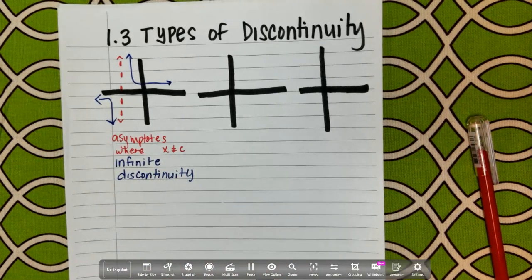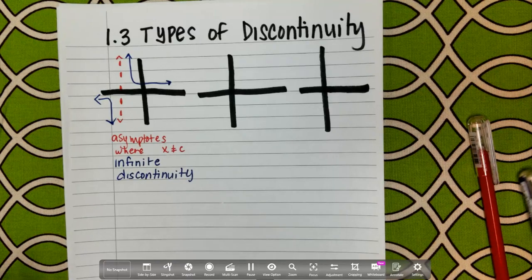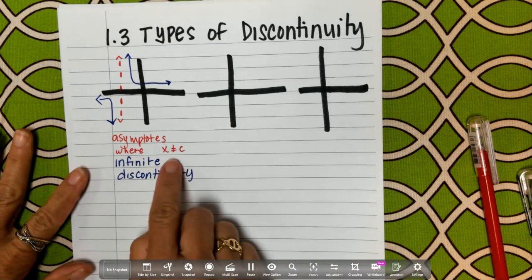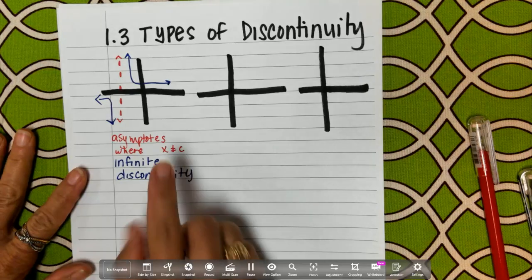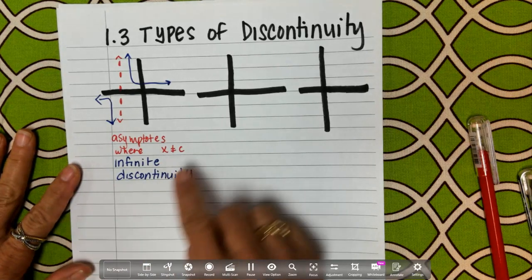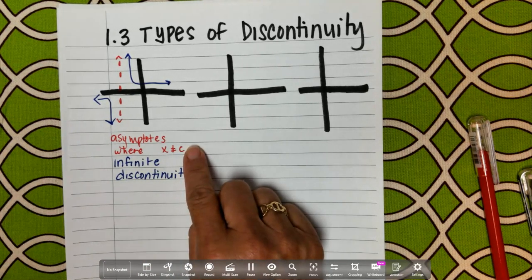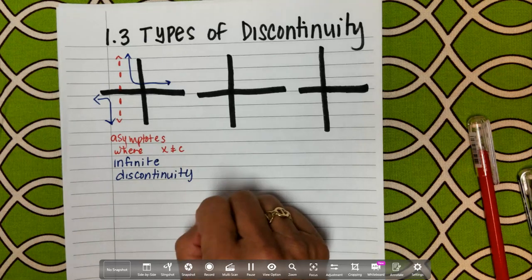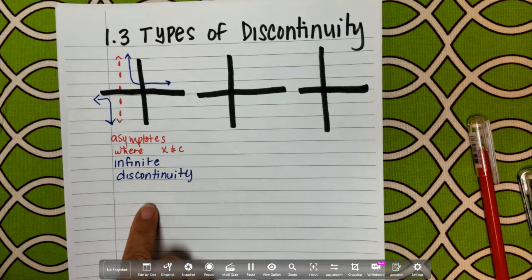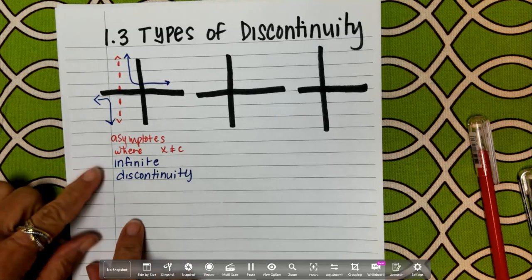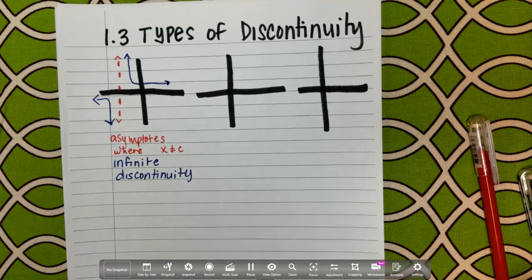So that asymptote creates an infinite discontinuity at wherever this value is. It is always going to be a vertical line though, because it's always an x equals type of graph. So always a vertical line, always infinite discontinuity. Really easy to spot because they're asymptotes.